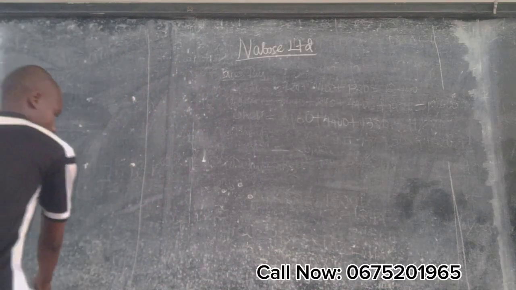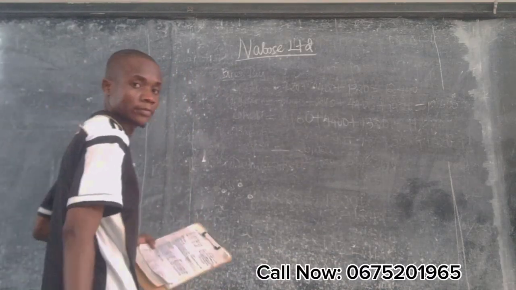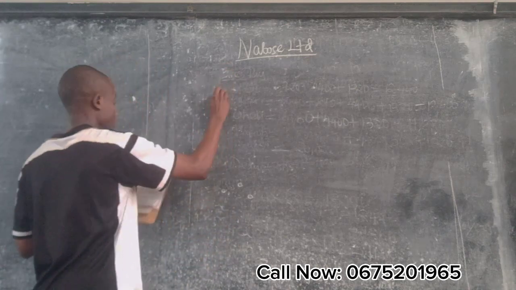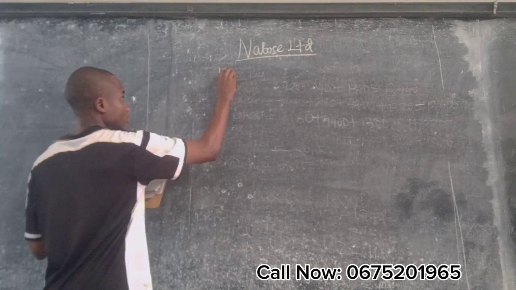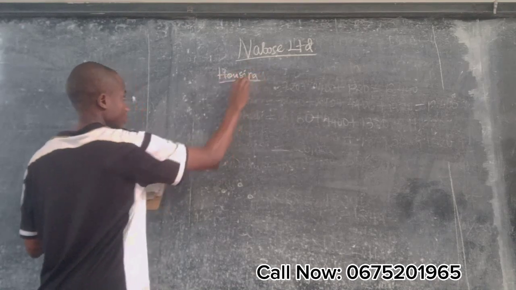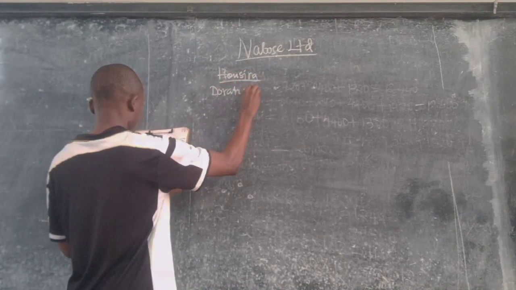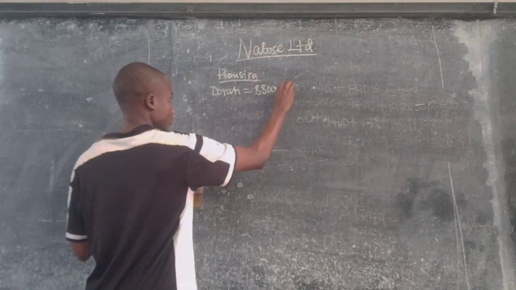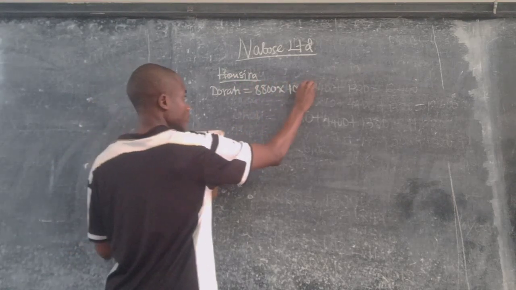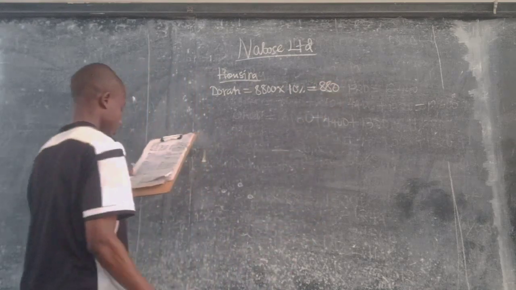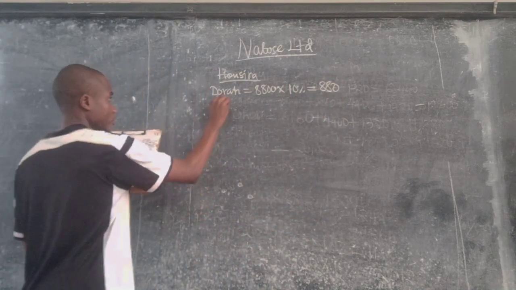Then you have to continue calculating other deductions. Another deduction was housing, and we were told that housing was only charged for Dora. So you have to take Dora's basic pay 8,800 times 10%. This was given. You will get 880.